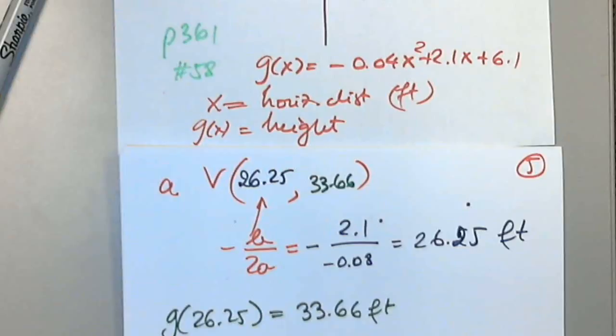What is the maximum horizontal distance? Maximum horizontal distance, and it hits the ground. Maximum horizontal distance. How do I determine that, and what does it mean?